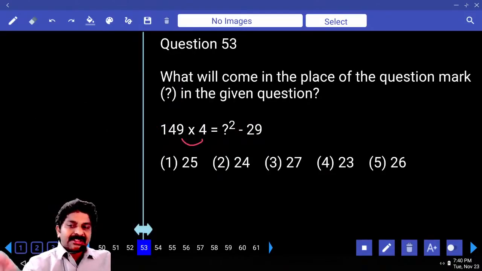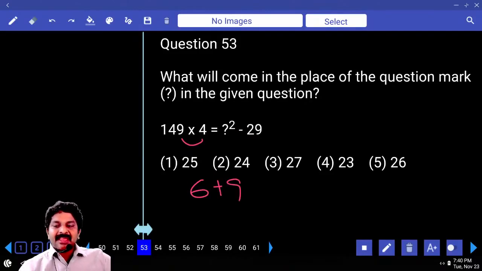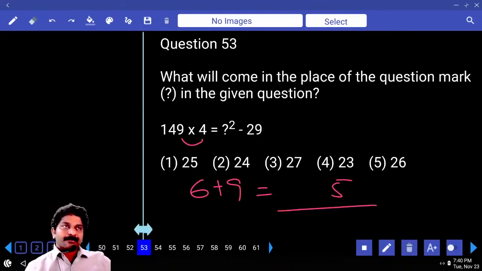4 into 9 ends with 6. Minus 29 goes to the other side, ends with 9. Which number square ends with 5? First option.